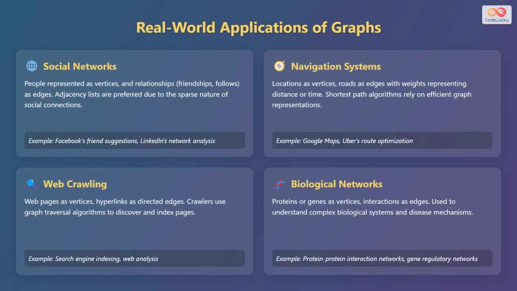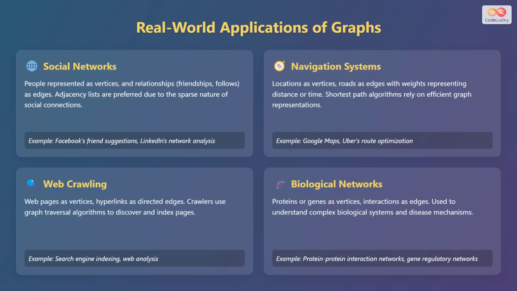Graphs have numerous real-world applications. Social networks can be represented as graphs where people are vertices and relationships, like friendships or follows, are edges. Adjacency lists are preferred due to the sparse nature of social connections. For example, Facebook's friend suggestions and LinkedIn's network analysis use graph representations. Navigation systems use graphs where locations are vertices and roads are edges with weights representing distance or time. Shortest path algorithms rely on efficient graph representations. For example, Google Maps and Uber's route optimization use graphs.